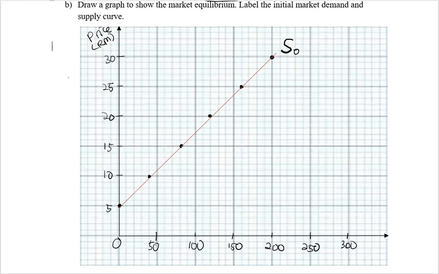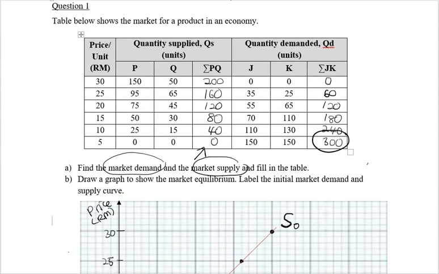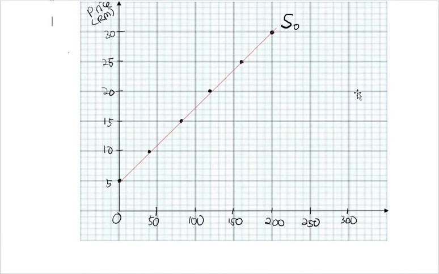Okay, now next is for you to draw the market demand, which is here. So you look at the price and then you look at the market demand. Okay, so when the price is 30, the market demand is 0, which is here. When the price is 25, the market demand is 60, which is here. When the price is 20, the market demand is 120, which is the equilibrium here.